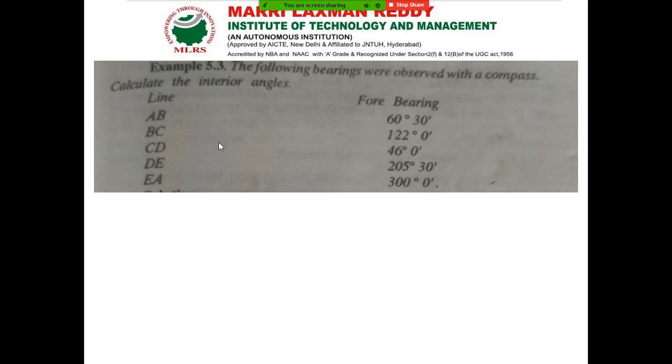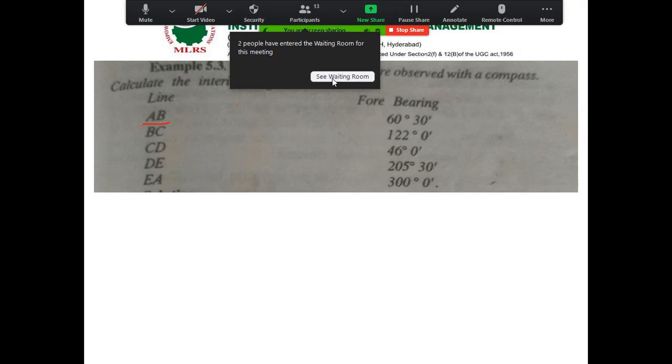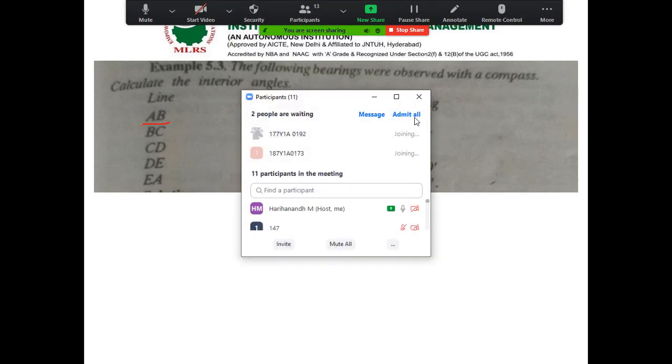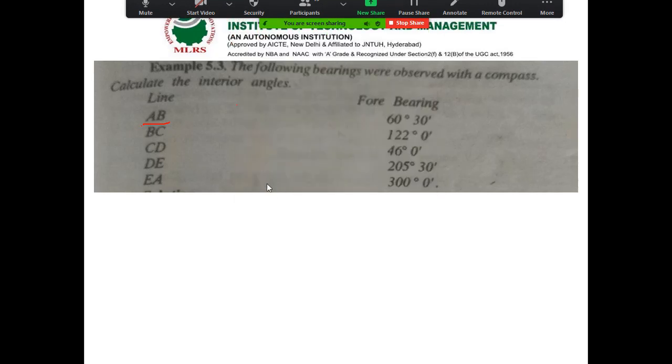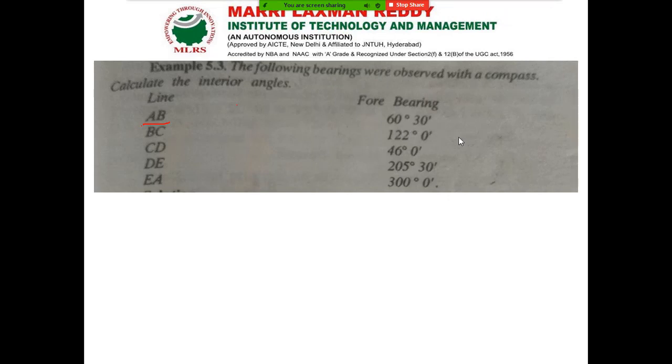They have given that the following bearings were observed with a compass. Calculate the interior angle. They have given that the line AB is 60 degree 30 minutes, BC 122 degree, CD 46 degree, DE 205 degree 30 minutes, EA 300 degree.